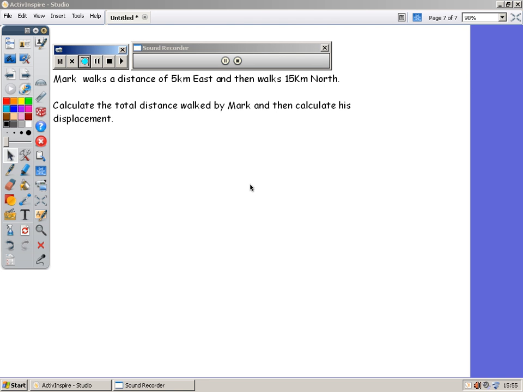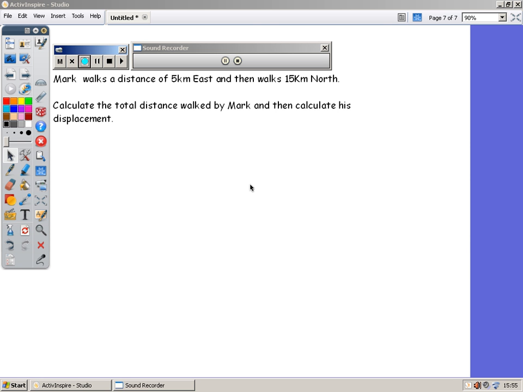Mark walks a distance of 5 kilometers east and then walks 15 kilometers north. This question asks you to calculate the total distance walked by Mark and then calculate his displacement.